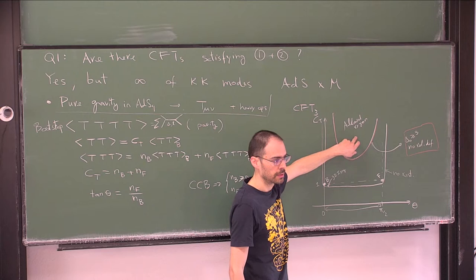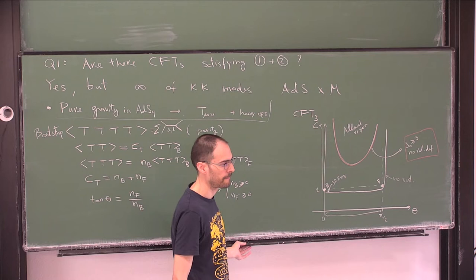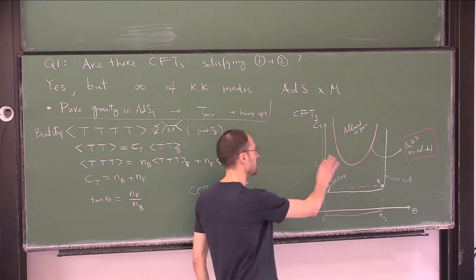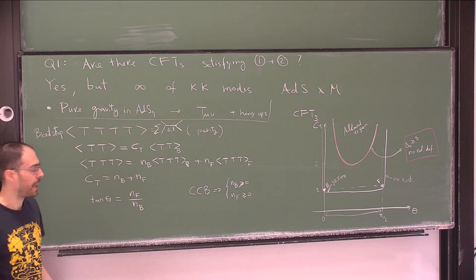What's the minimum CT there? Here, I think it's about 2. But I mean, these numerics are not like... Okay. But I'm going a bit outside the topic.